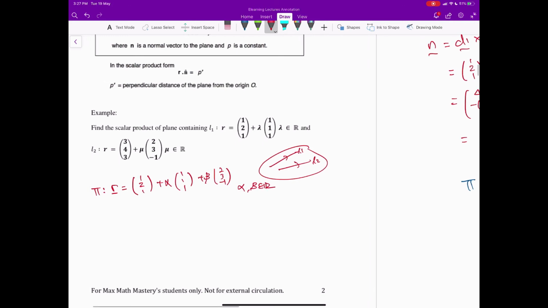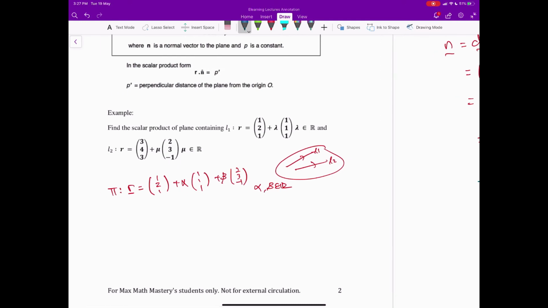From here, I need to quickly determine my normal first. The normal will be equal to the two directions crossing each other. Quickly calculating, I'll get minus 1 minus 3, minus 1 minus 2, and the last row will be 3 minus 2. This will give me (-4, 3, 1). You can quickly use your dot product to check as well.